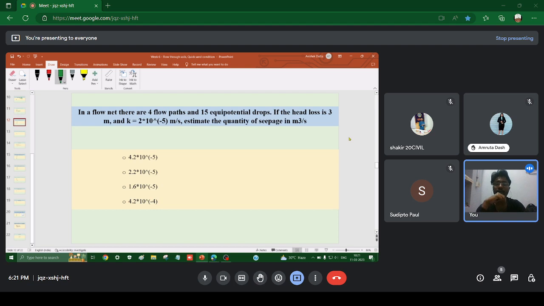In a flow net, there are 4 flow paths, that is flow channels, and 15 equipotential drops. If the head loss is 3 meter and K is equal to 2 into 10 to the power minus 5 meter per second, estimate the quantity of seepage in meter cube per second. What is the answer?